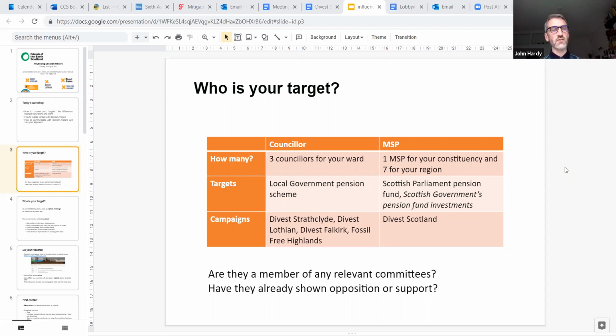And then there are different campaigns for each of those levels. For the MSP pension fund, there's just the one campaign, Divest Scotland. So that's targeting all the MSPs across Scotland. And then at the council level, because there are different pension funds for several different councils, it's great to see there are quite a few different campaign groups there. So obviously we've got Strathclyde, Lothian, Falkirk, and Fossil Free Highlands.